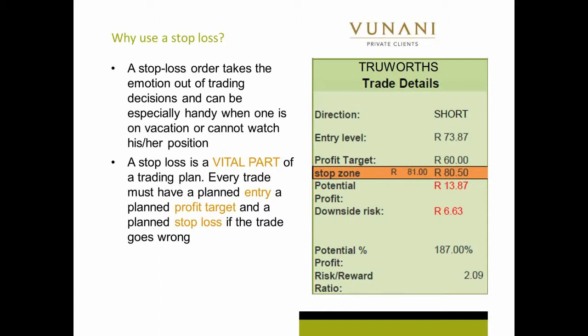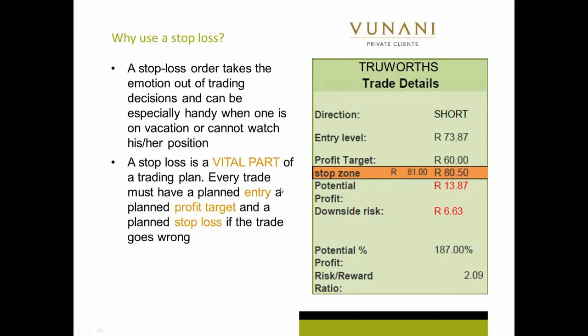A stop loss is especially handy when you're on holiday or you can't watch your position. It's better just to have a contingency plan or a contingent order in the market, so that if things go wrong while you're not watching or unable to watch, you know that your money is protected. And as I said, a stop loss is a vital part of the trading plan. Every trade must have a planned entry, a planned profit target, and a planned stop loss if the trade goes wrong. It's part of the whole trade. It's not just something that needs to be put in after the fact. It must be part of your strategy.